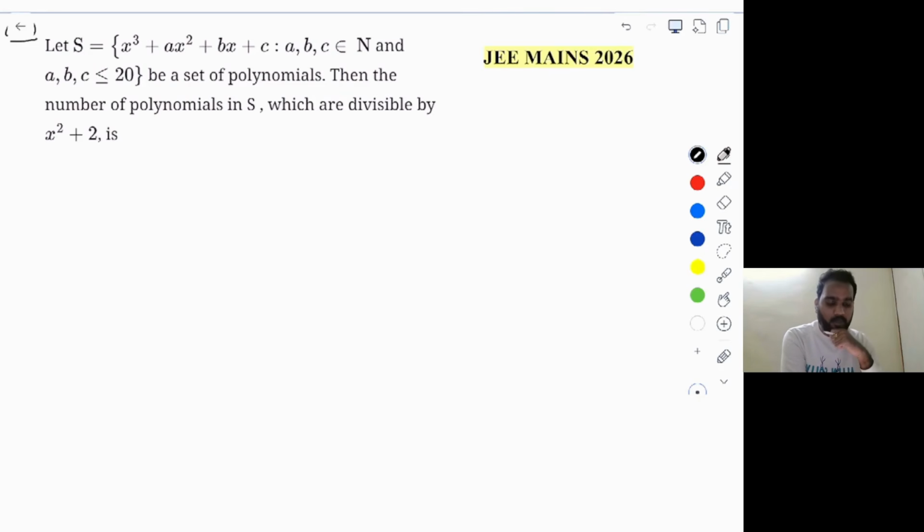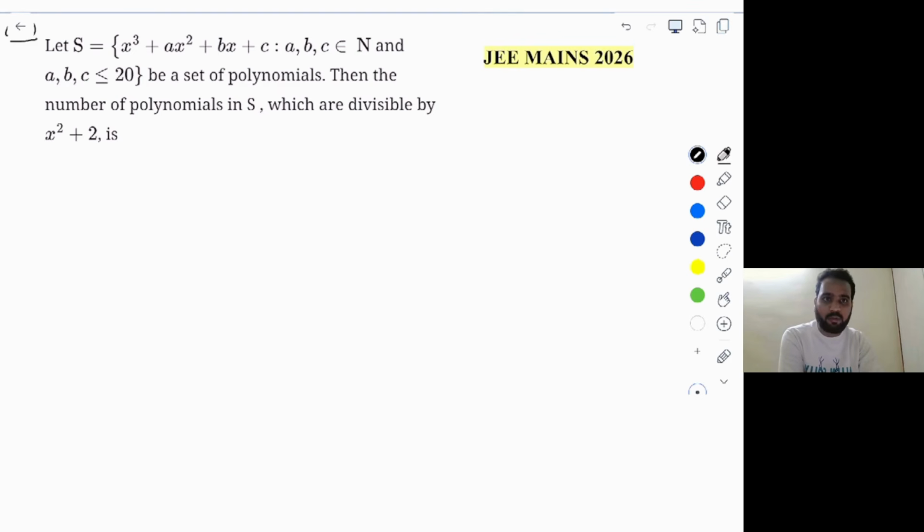So let's take question number 2. Now this question was asked in the January Mains 2026, which was very recently done, right, in January. So let's look at the question. Let set S be given by the set of x cube plus a x square plus b x plus c, where a, b, c belong to natural numbers, and also a plus b plus c must be less than or equal to 20, be a set of polynomials.